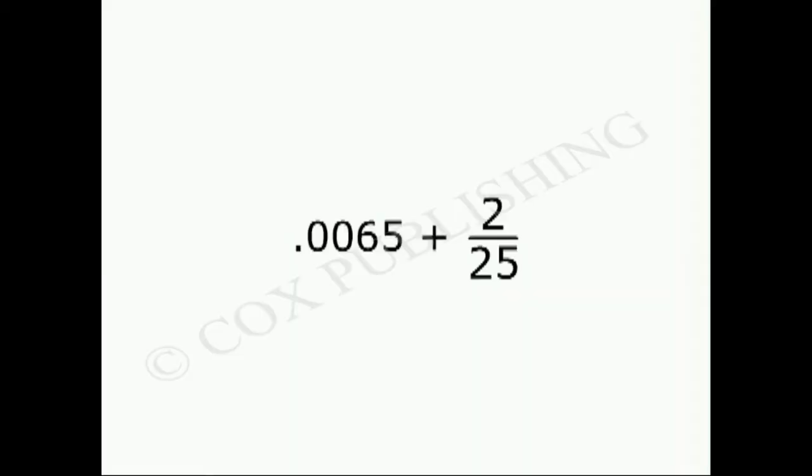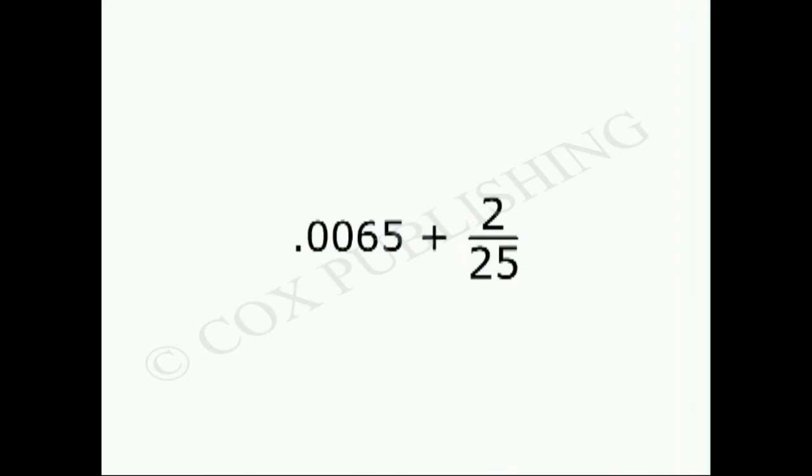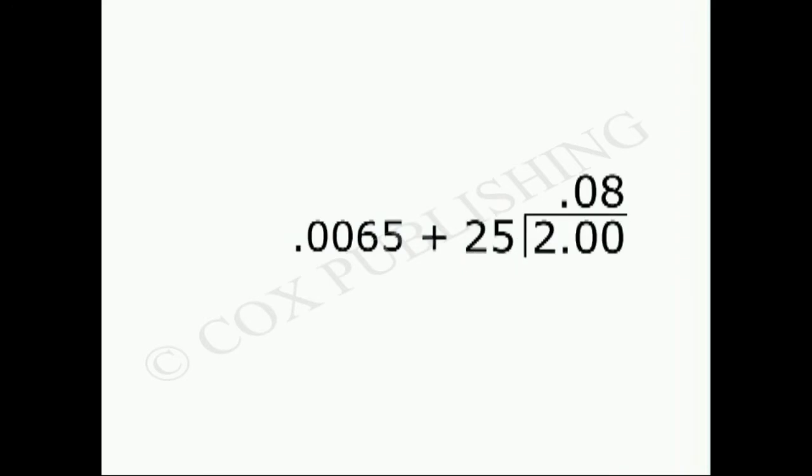Bruno, can you add these two numbers together? 65 ten thousandths and 2/25? I have to change a fraction into a decimal by dividing 25 into 2, which equals the decimal number 8 hundredths. Next, I line up the decimal points and place a decimal point in my answer in line with the decimal points in the problem, and add the columns together, which equals 865 ten thousandths.